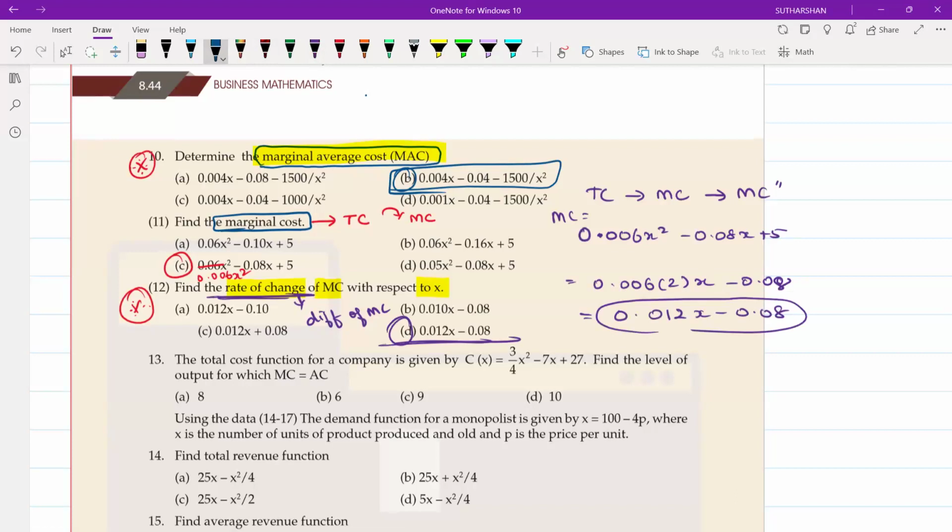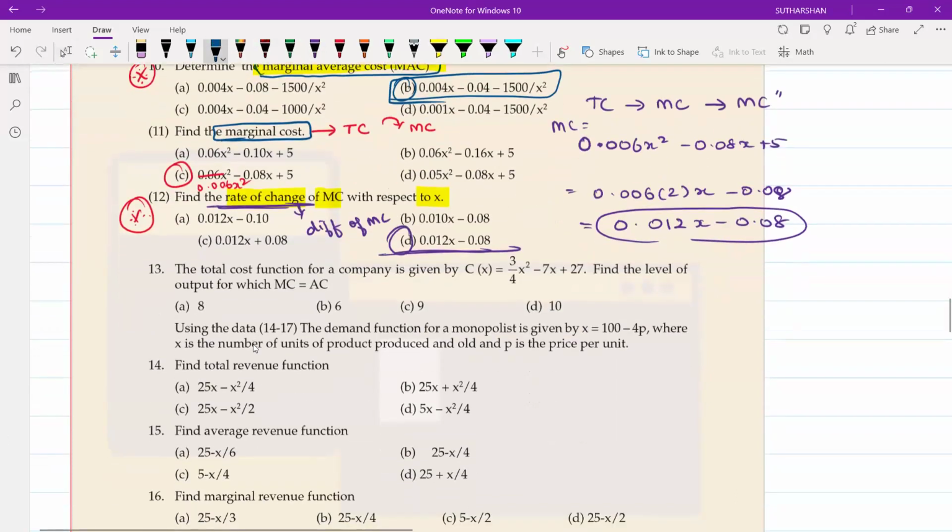Next, I will go for question number 13. Question 13 is an individual independent question. This question you may expect in your examination. They have given the total cost function for a company. Find the level of output when MC is equal to AC. When MC is equal to AC, what is the output? That's my question.